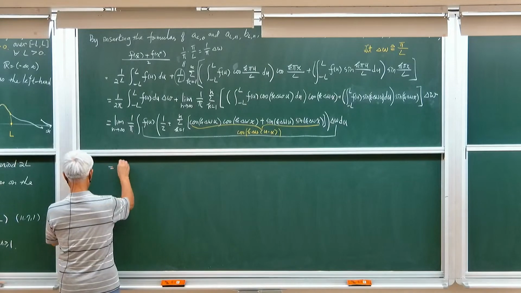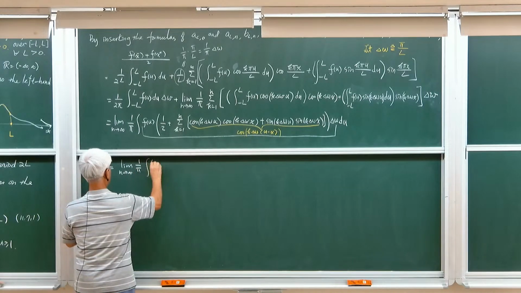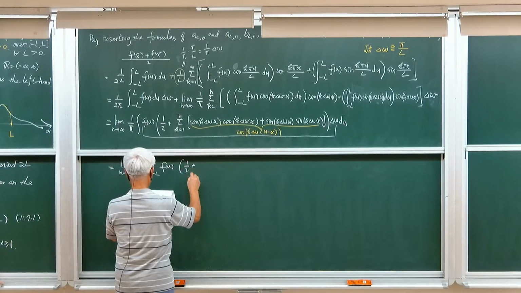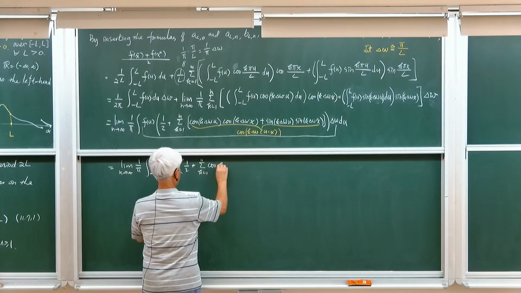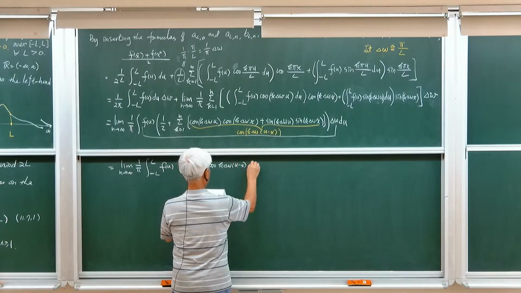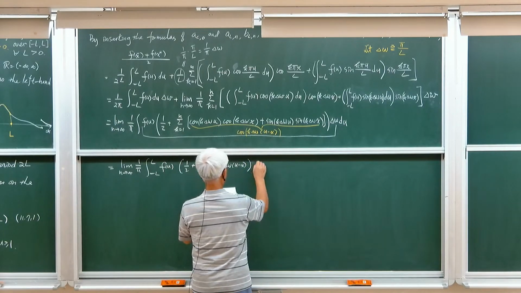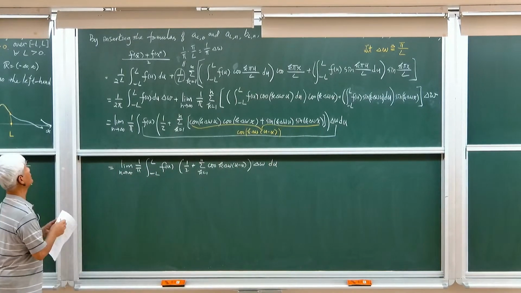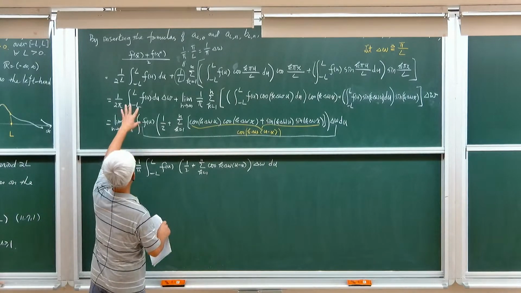So now we have 1 over pi, the integral from minus L to L of f(u) times 1/2 plus summation k from 1 to n of cosine k delta omega (u minus x), together with delta omega and du. So you see it here.